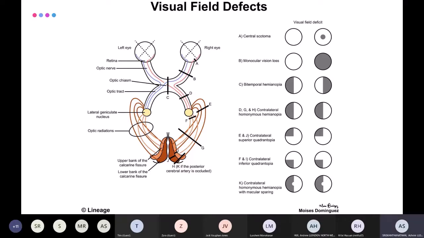Cool. And then this is quite easy to follow because you can just follow the different colours of the fibres to see where it's going. So you can have a look at this in your own time.